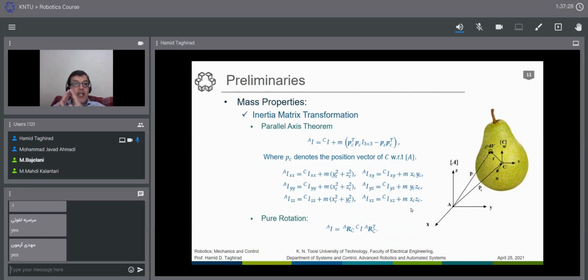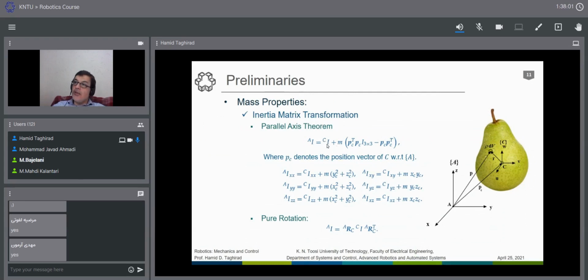We have to find two theorems here. We call it the inertia matrix transformation, either pure translation or pure rotation. If we just move it with a frame which is quite translated from here to here, then this formula is being used. This is given in here. This is very vector-based, very concise and nice way to do it.